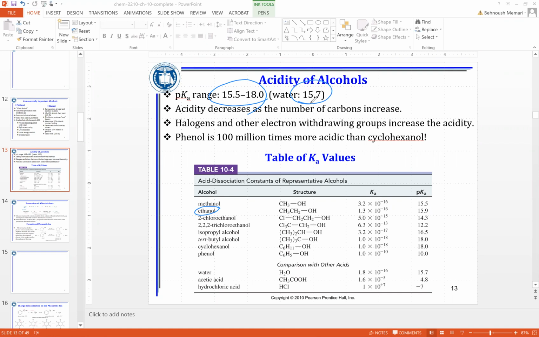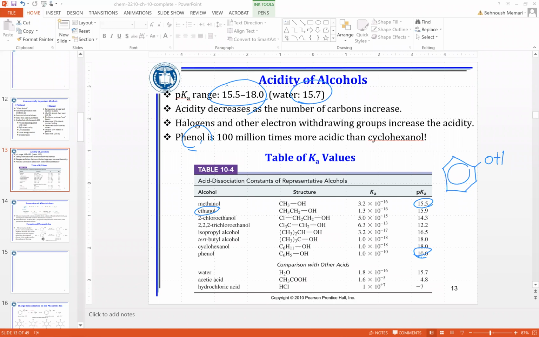The only alcohol that is more acidic is phenol. Phenol is more acidic than other alcohols. So if you have an aromatic alcohol, it is acidic, but that's not edible anyway. Acidity even decreases as the number of carbons increases, so the pKa can go from 15.5 to 16 and 17. Phenol is the one that is more acidic, about 100 million times. Its pKa is about 10, so you have 10 versus 15 or 16. So it's 100 million times more acidic than the alcohol.